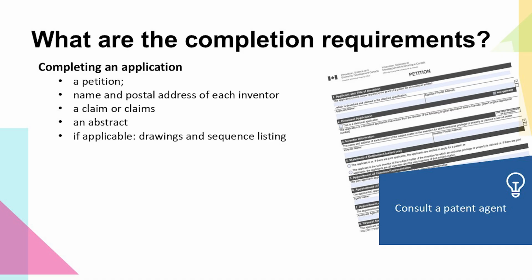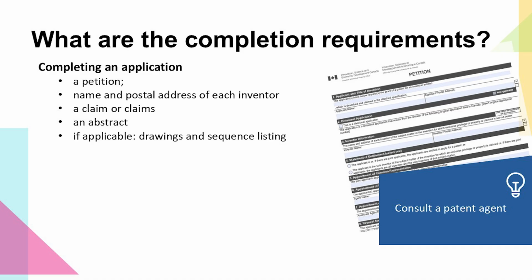You will need to provide the Patent Office with an official petition for the grant of a patent, so a document that states that you are seeking to get a patent on your invention, the names of each of the inventors and their declaration that they have been involved in developing the invention.